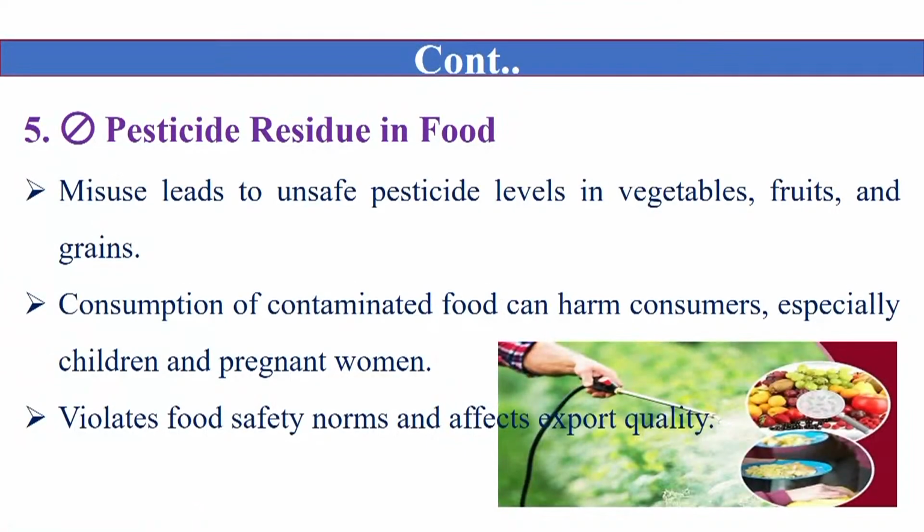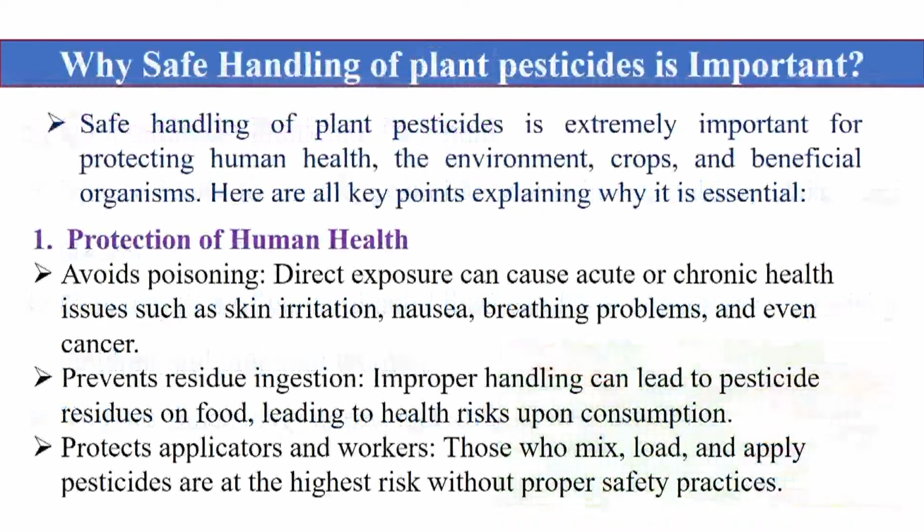And pesticide residues in food will also occur if you misuse it, leading to unsafe pesticide levels in vegetables, fruits and grains. The consumption of contaminated food can harm the consumer, especially children as well as pregnant women. They can be affected by consuming the contaminated food. And it is a violation of food safety norms if you use an extremely high dose of the insecticide.